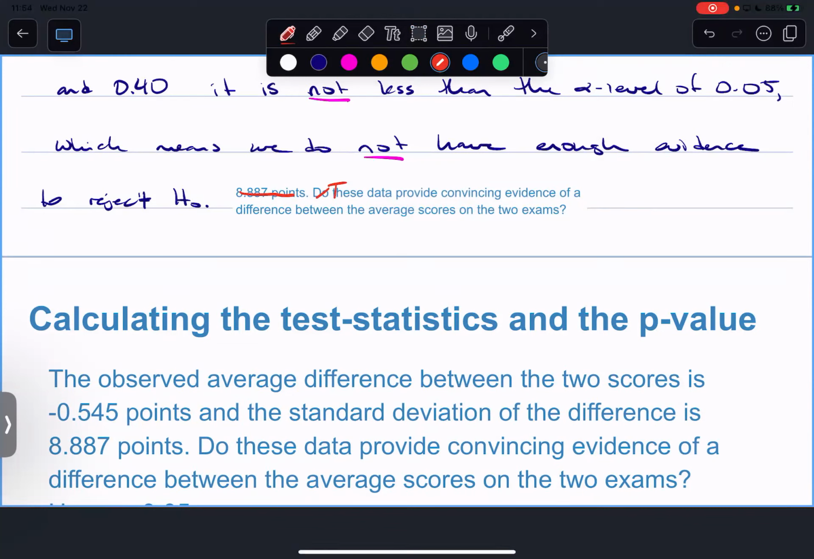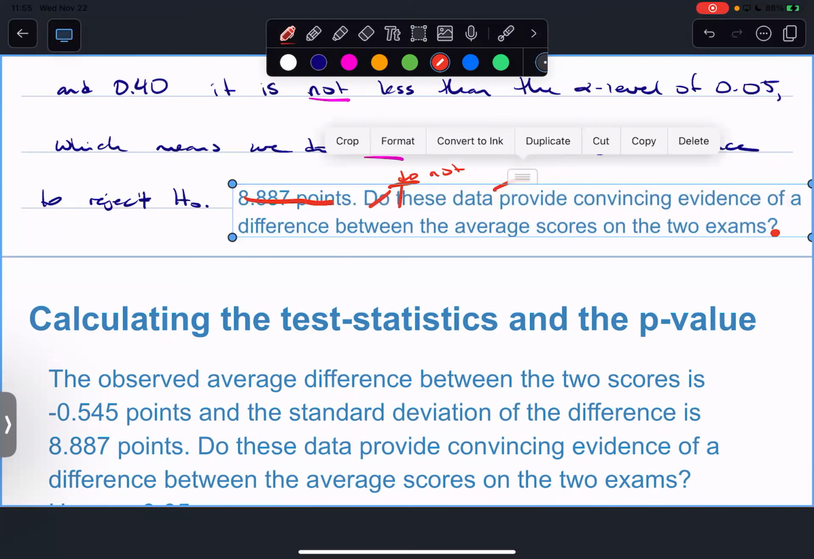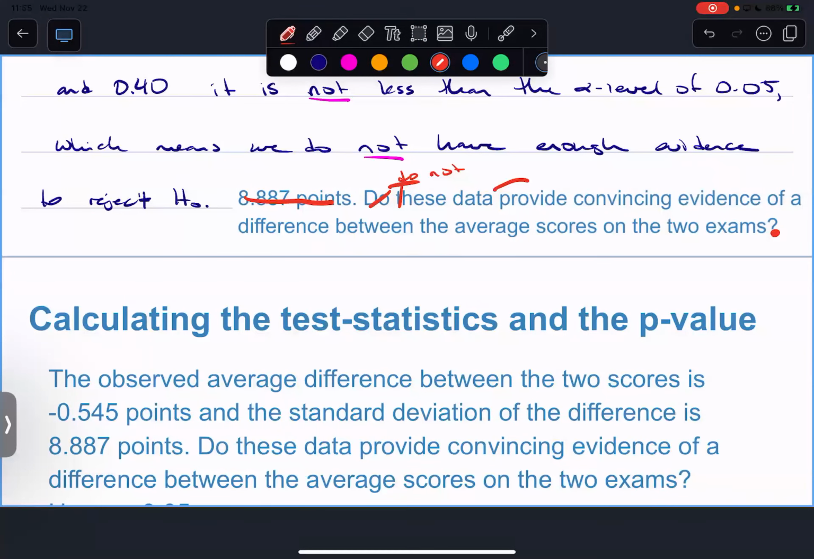These data do not provide convincing evidence of a difference between the average scores on the 2 exams, period. Tedious, but you take your question, reword it as an answer. Oops. Oh boy, now I've made a mess. There. And then you're done. But your conclusion is going to be 3 marks, right?